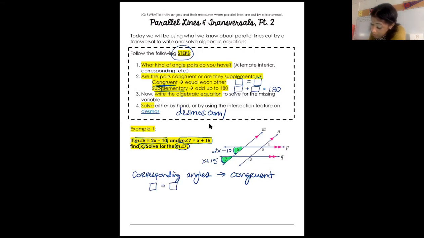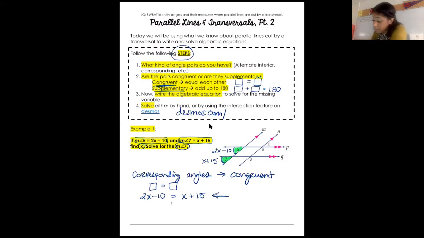So in this first box, I'm going to put the first angle, 2x minus 10. In the middle, I'll put my equal sign. And in the second box, I'm going to put the measure of the other angle, which is x plus 15. So that's step 3. This is our equation. And we have to solve this for x.